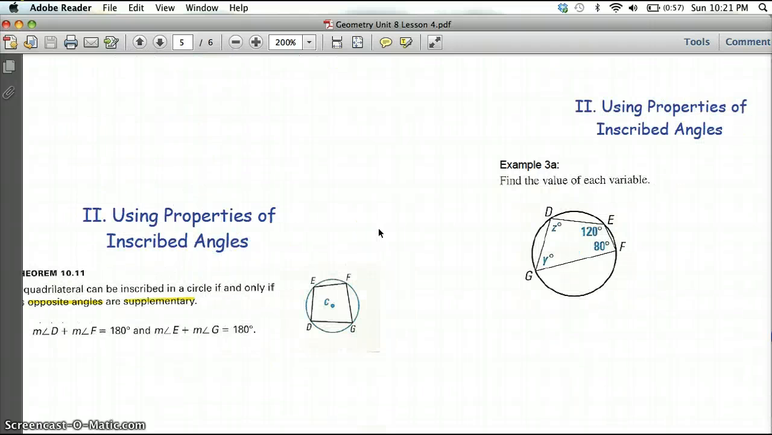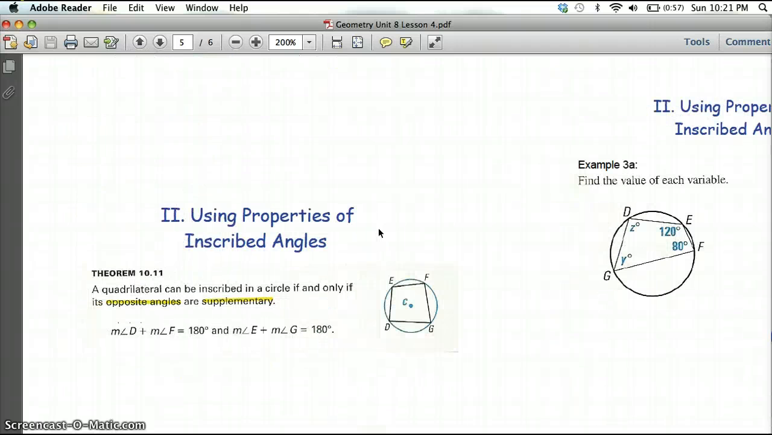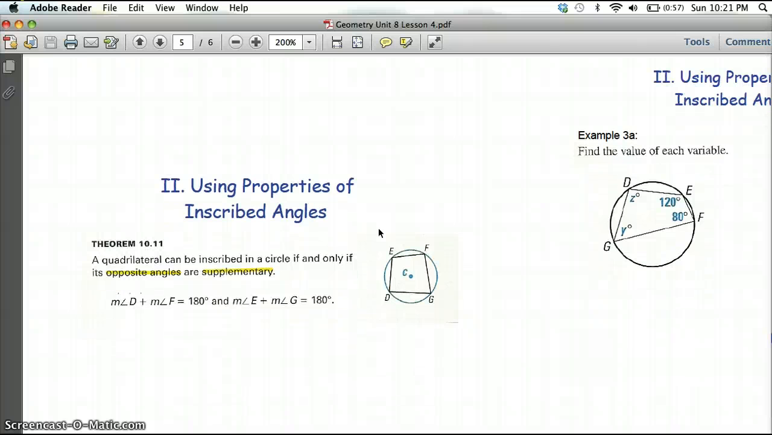Now we're going to talk a little bit about using the properties of inscribed angles to help us find the angles in a quadrilateral. A quadrilateral can be inscribed in a circle if and only if its opposite angles are supplementary. Supplementary means the opposite angles add up to 180 degrees. So the measure of angle D plus the measure of angle F has to equal 180 degrees, and the measure of angle G plus the measure of angle E has to equal 180 degrees.